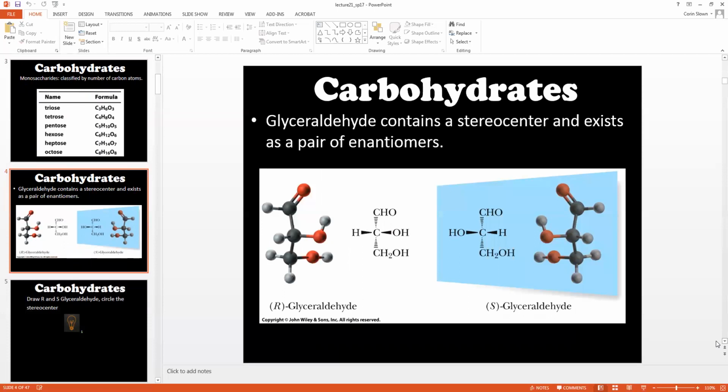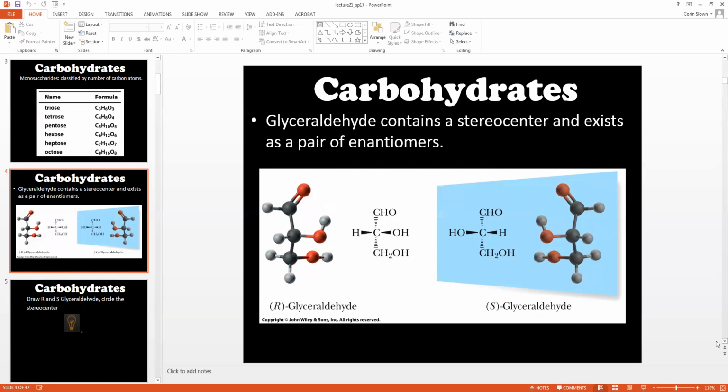If we go back to very simple forms of carbohydrates, the simplest molecule we could look at would be something like glyceraldehyde. So this contains a stereocenter, and it exists as a pair of enantiomers. So if we think about the carbon that is the stereocenter, that's carbon 2. Carbon 1 is the aldehyde carbon, because an aldehyde has greater priority than an alcohol.